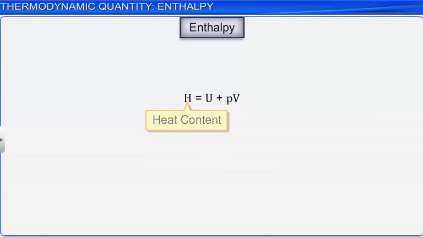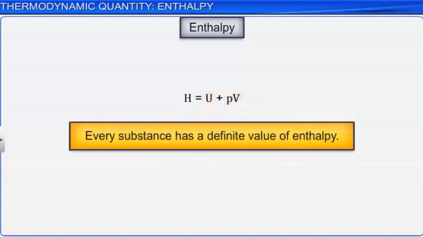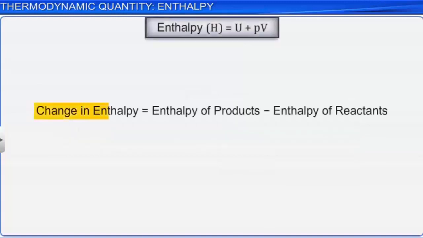Enthalpy, which depends on the three state functions, internal energy, pressure, and volume, is also a state function. Every substance has a definite value of enthalpy. Like internal energy, enthalpy of a substance cannot be measured. However, it is possible to measure the change in enthalpy. The change in enthalpy is equal to the difference between enthalpy of products and enthalpy of reactants. The change in enthalpy may be expressed as delta H is equal to enthalpy of products, H_P, minus enthalpy of reactants, H_R.